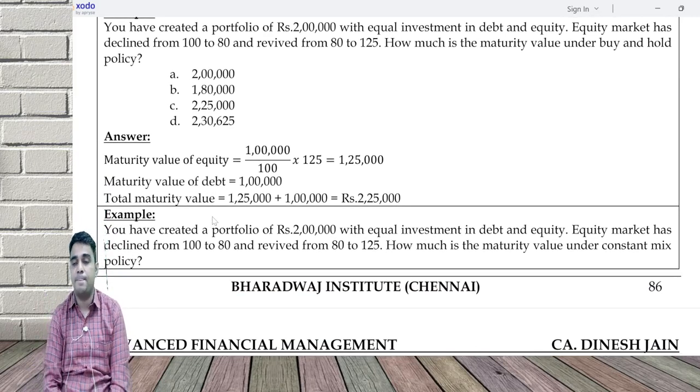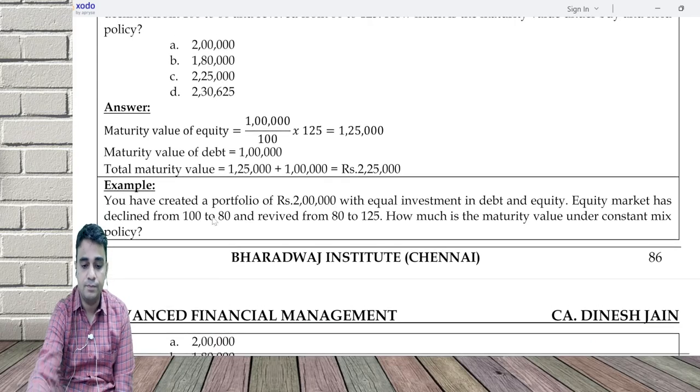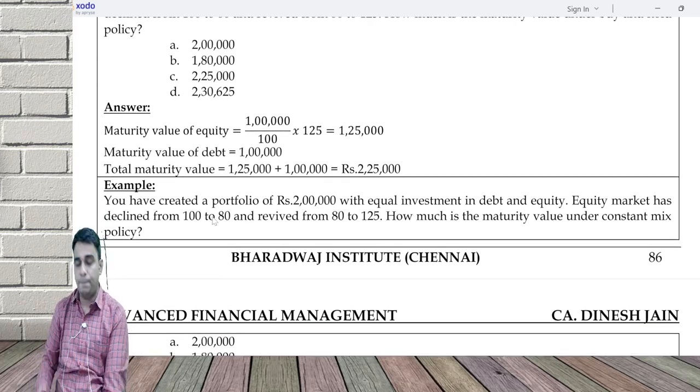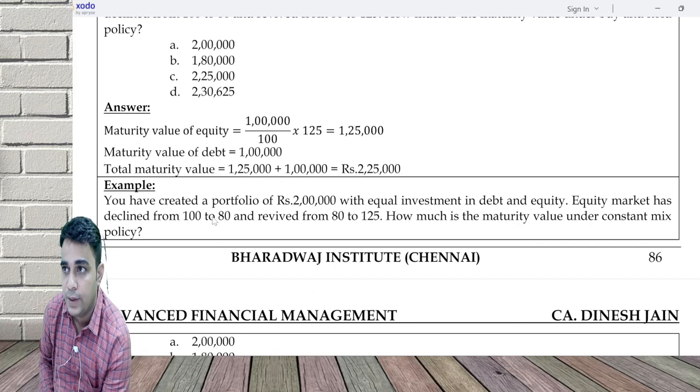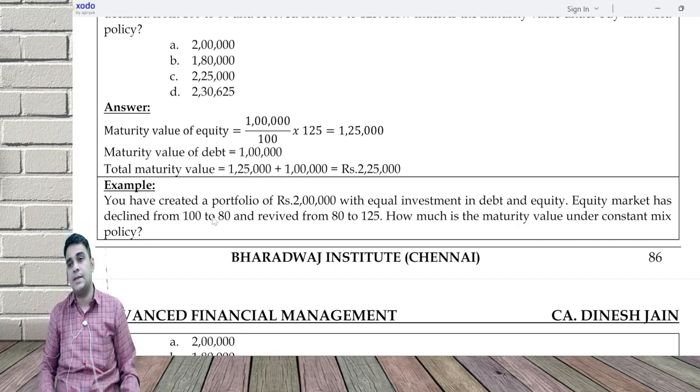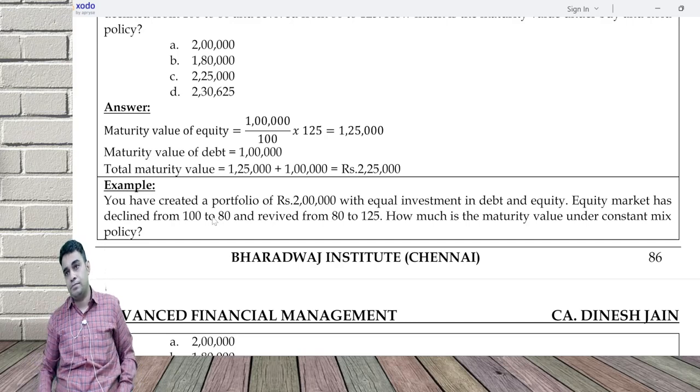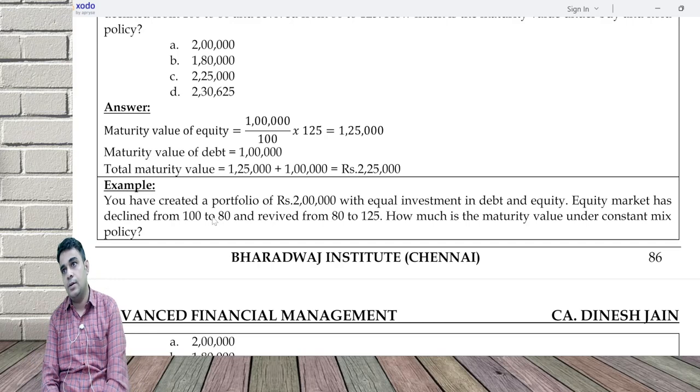Constant mix. You have to do rebalancing and all. Please do the rebalancing quickly and then give me the answer. There's a rebalancing which will be needed in constant mix. Give it a try. I want you to attempt it. It's not a very big rebalancing to be done. Please do it.